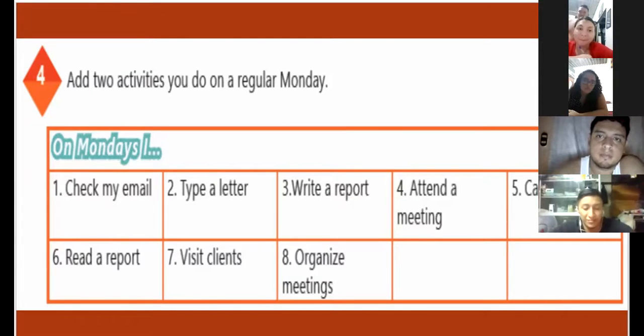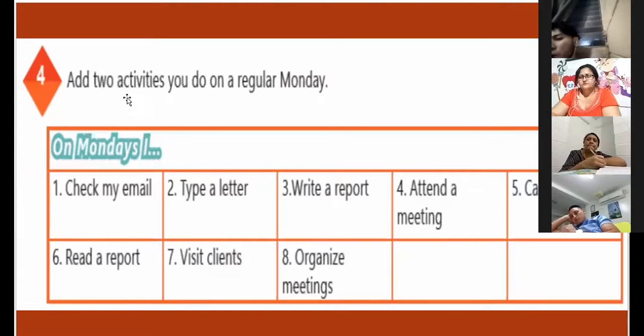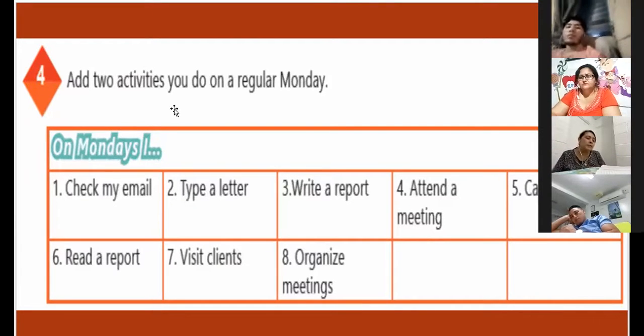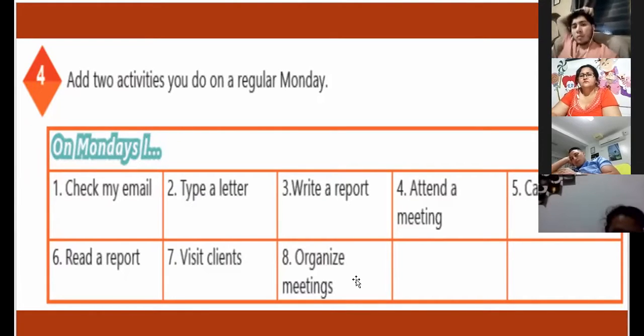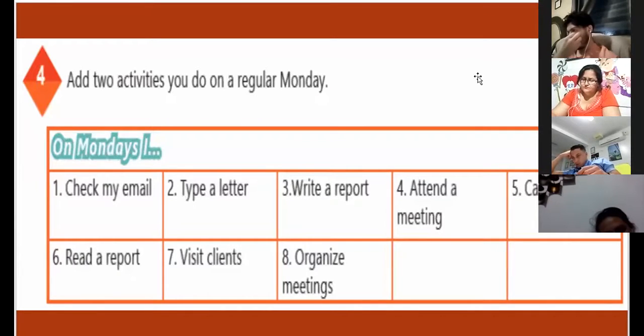Let's see. Ana del Carmen, number eight. On Mondays, I organize meetings. Excellent. Now, what do we want you to do? You need to add two more activities. Number nine and number 10. Write two activities, okay? I'll give you a minute.